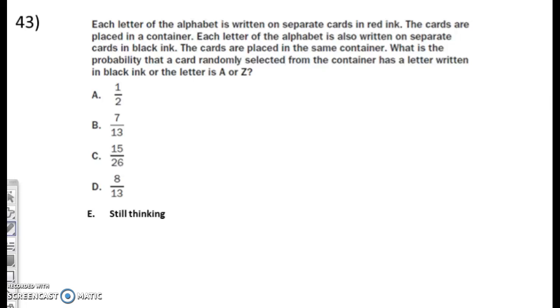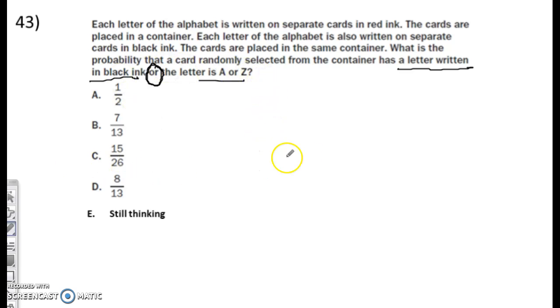Each letter of the alphabet is written on separate cards in red ink. The cards are placed in a container. Each letter of the alphabet is also written on separate cards in black ink, and the cards are placed in the same container. What is the probability that a card randomly selected from the container has a letter written in black ink, or the letter is A or Z?